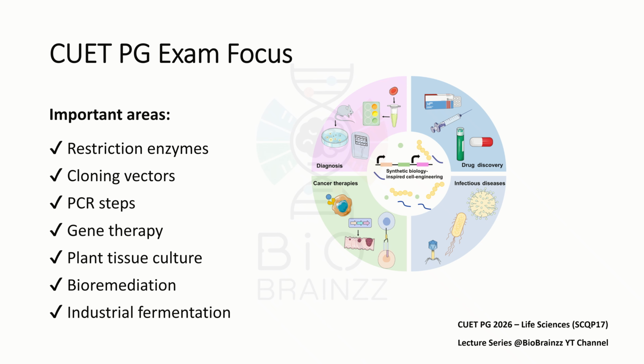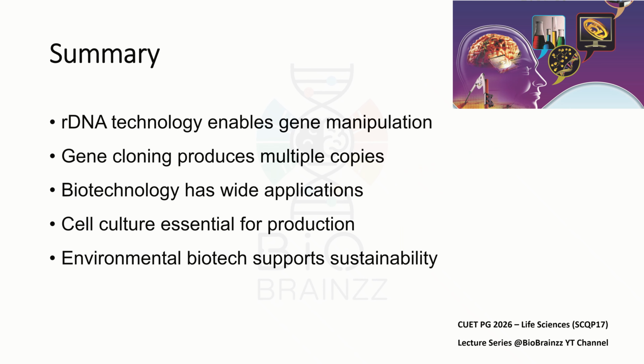For exam preparation, prioritize restriction enzymes, cloning vectors, PCR, gene therapy, tissue culture, bioremediation, and industrial fermentation. To summarize, recombinant DNA enables gene manipulation. Cloning amplifies DNA. Biotechnology has broad applications. Cell culture supports production, and environmental biotechnology promotes sustainability.